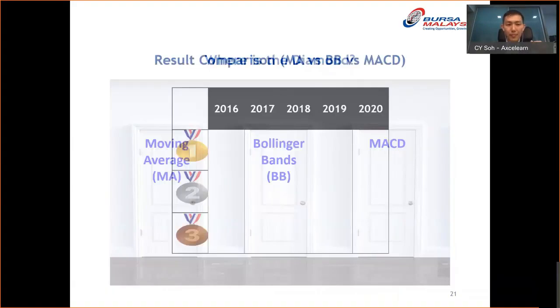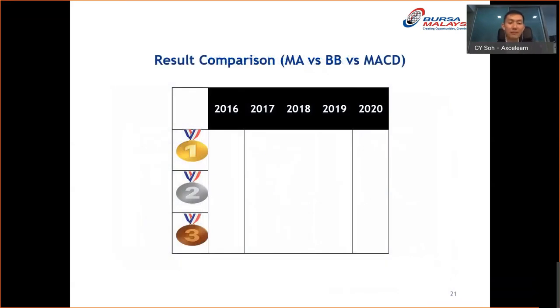Now, let's look at the result comparison by first placing, second placing, and third placing. Let's say for year 2016, if you chose a moving average, then congratulations to you. A moving average performs the best in year 2016.